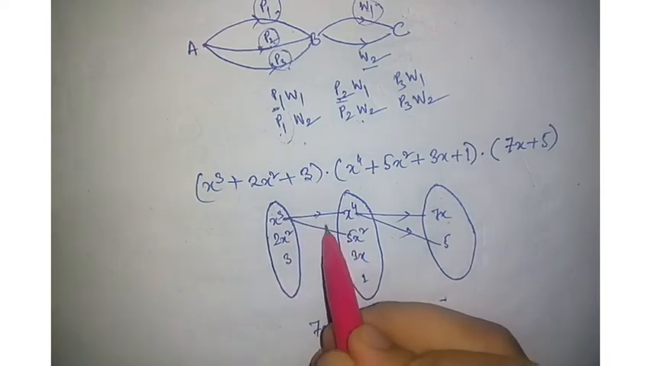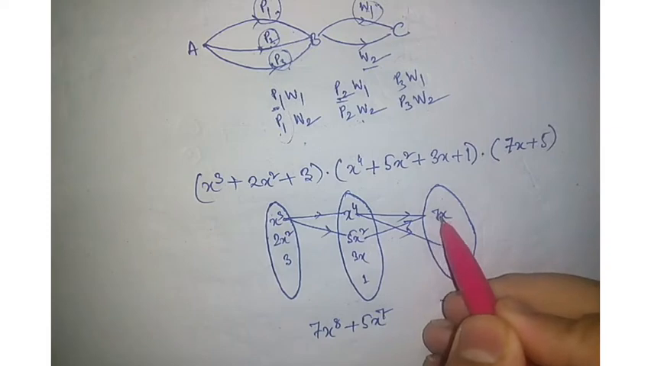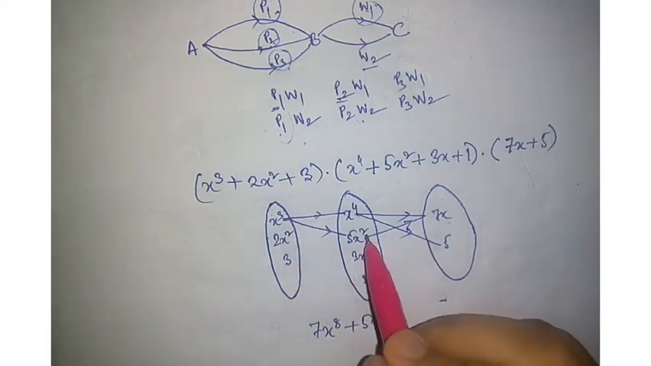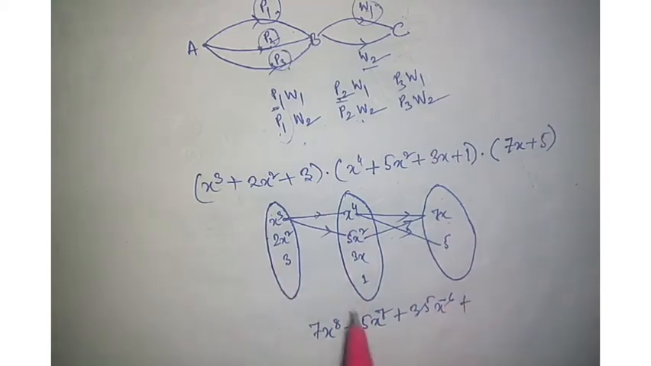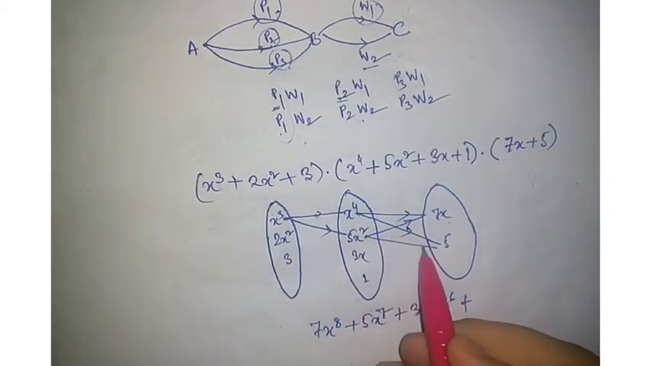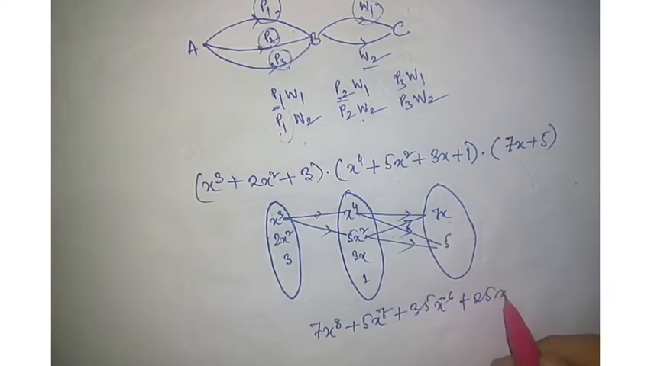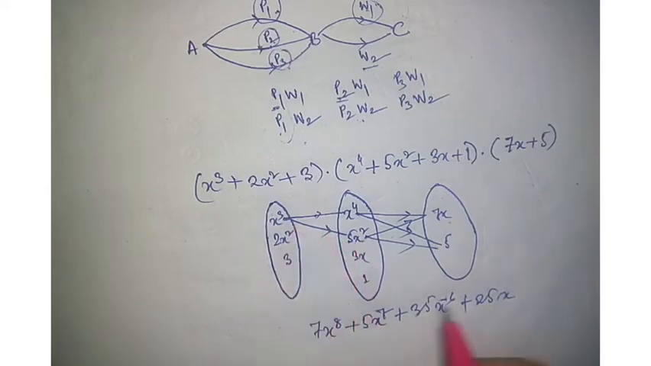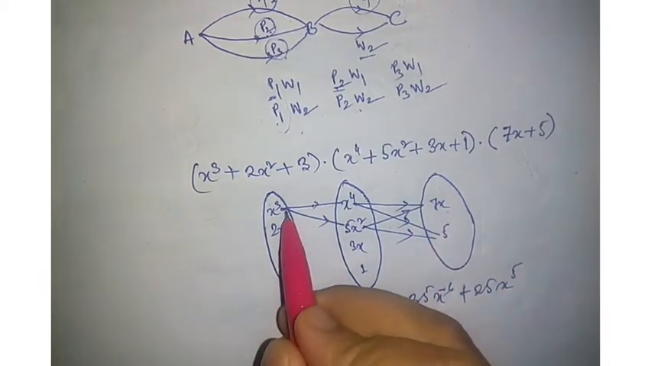Next option is to go for this, and after this I can choose this path or this path. First if I choose this path, then 3 plus 2 is 5, 5 plus 1 is 6, and 7 times 5 is 35, 35x to the power 6. Now this path is already done. I have to choose the second path. So this is the second path, that is 25x to the power 5. Yes, so this is also done. And now these options are exhausted. I will switch to the next option.